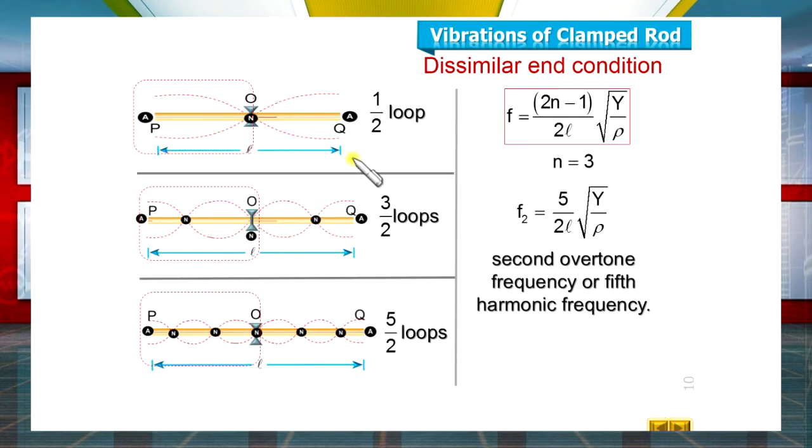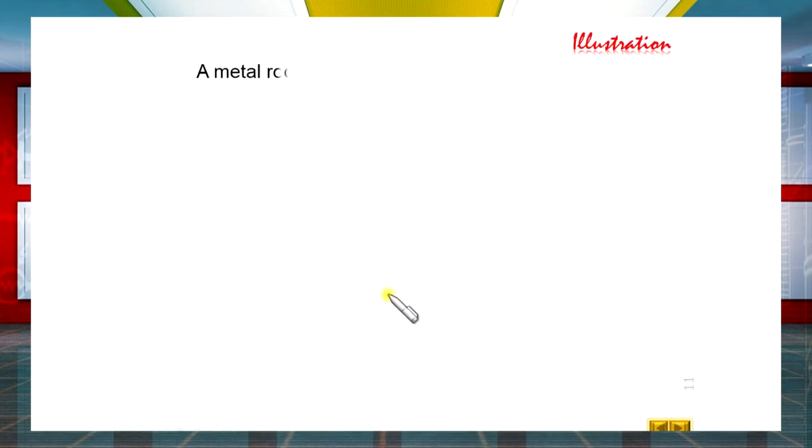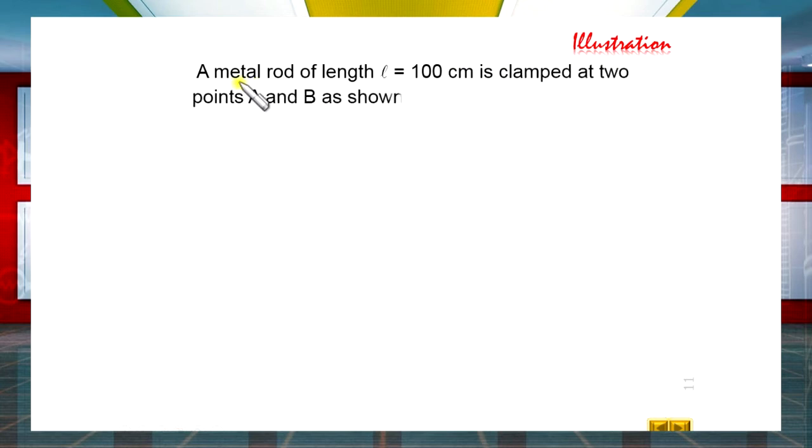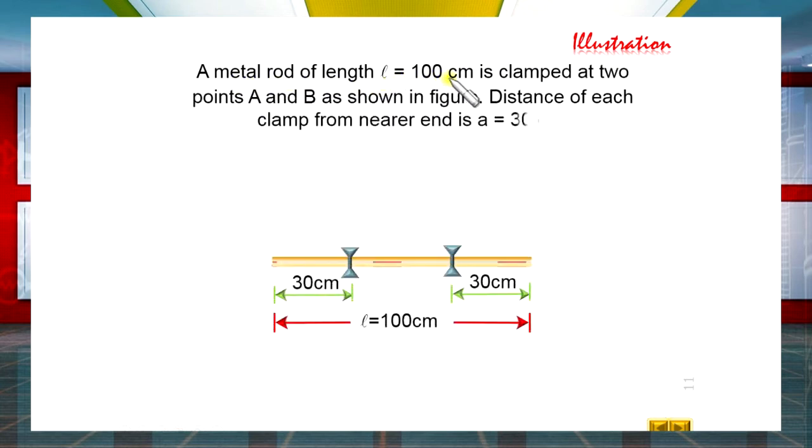Now it is time to take one illustration for application of the concept. So let us take one illustration here. In this illustration, it is given a metal rod of length L equal to 100 centimeter is clamped at 2 points A and B. Say this point is A and this point is B, and this is clamped. The distance of each clamp from the nearer end is a equal to 30 centimeter. This is 30 centimeter. This is also 30 centimeter. That means this is 40 centimeter.